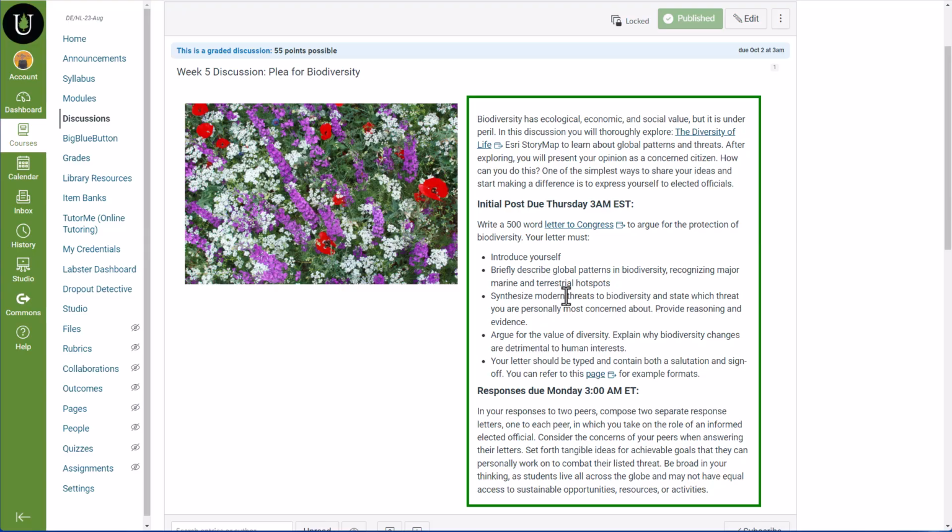So you, of course, want to introduce yourself, you want to describe global patterns, and then you also want to talk about threats to these patterns with background reasoning and evidence. Why should we be concerned about biodiversity, and why a loss of biodiversity could be harmful to humans? So that'll be your initial post.